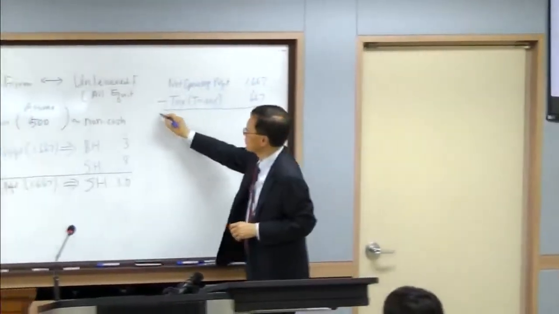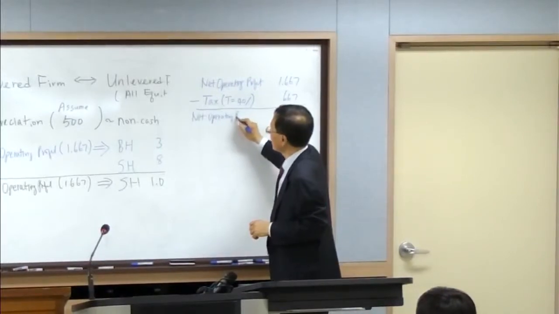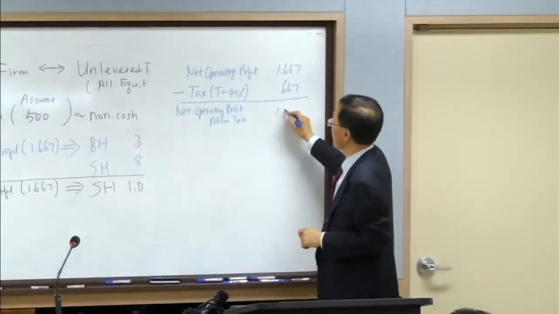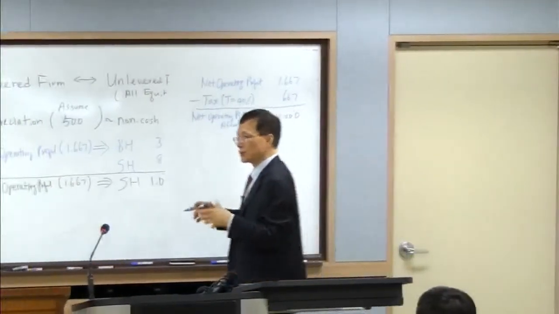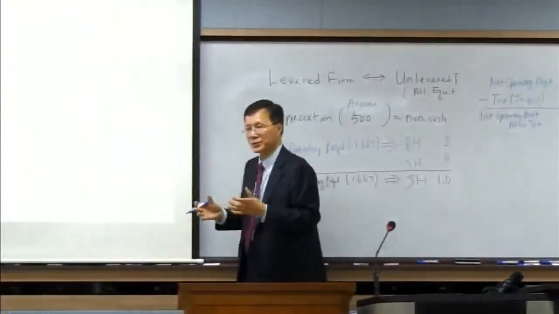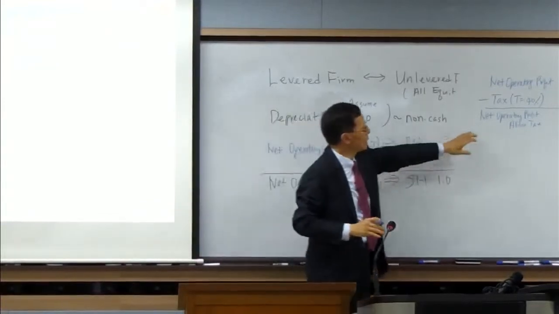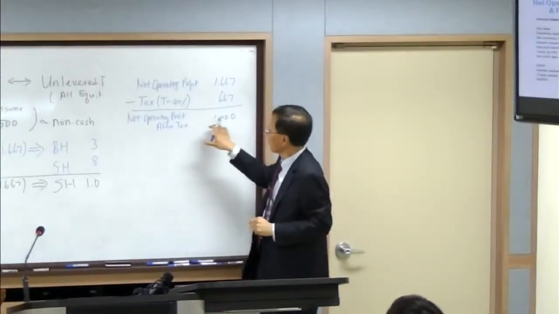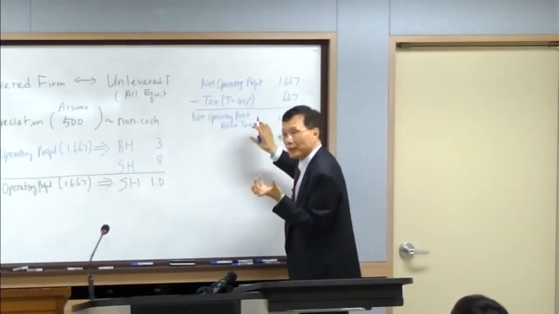And the next line is net operating profit after tax of 1,000. This is what we are interested in when doing capital budgeting analysis or project analysis. The numerator, cash flows, will be discounted back, and the numerator is net operating profit after tax. Operating profit, okay? 1,000. This is the profit, not the cash flows.